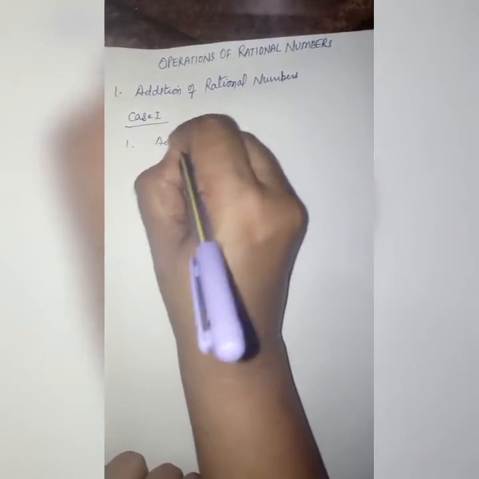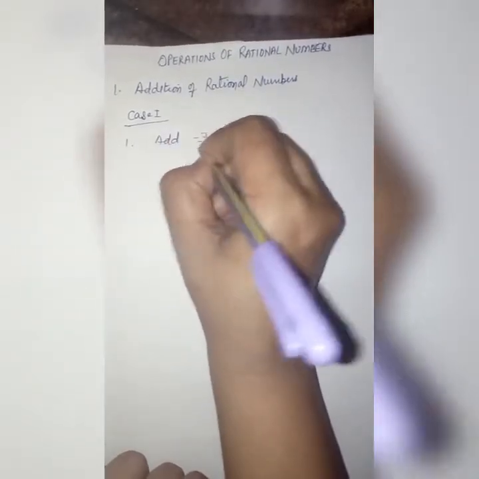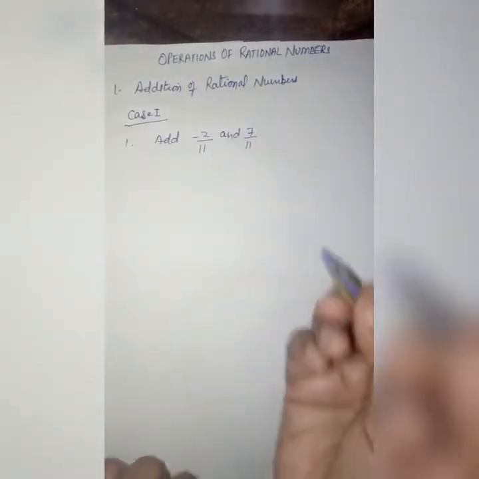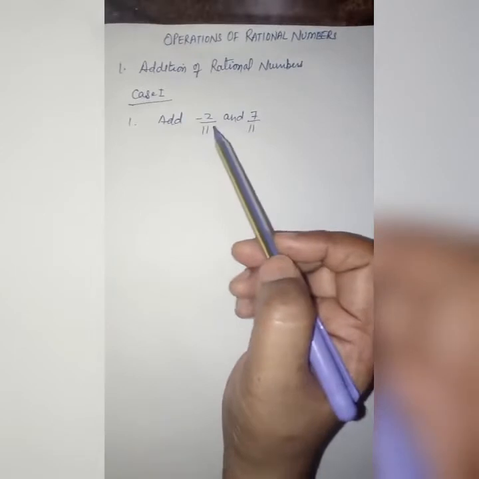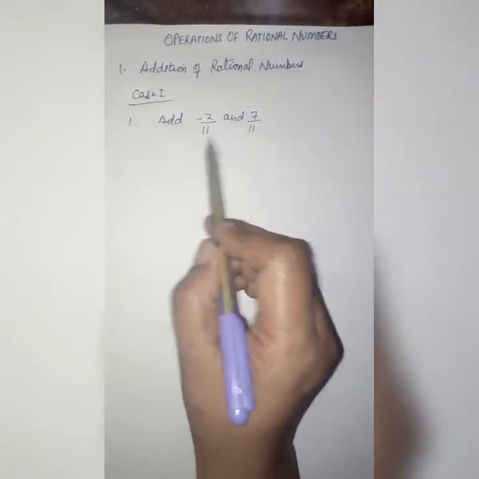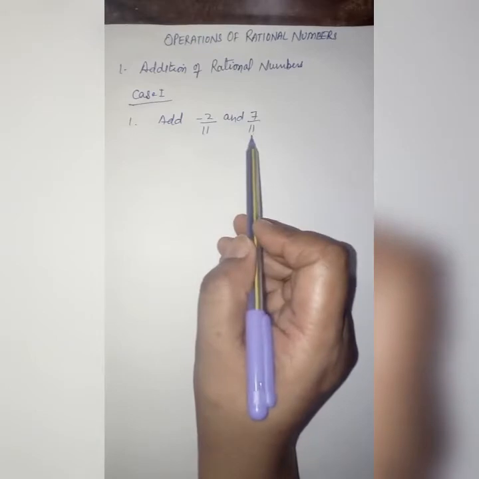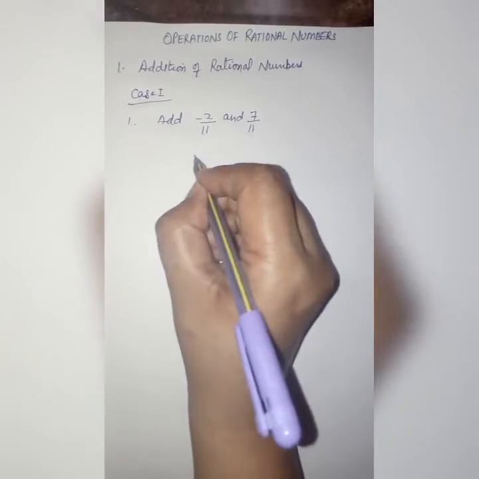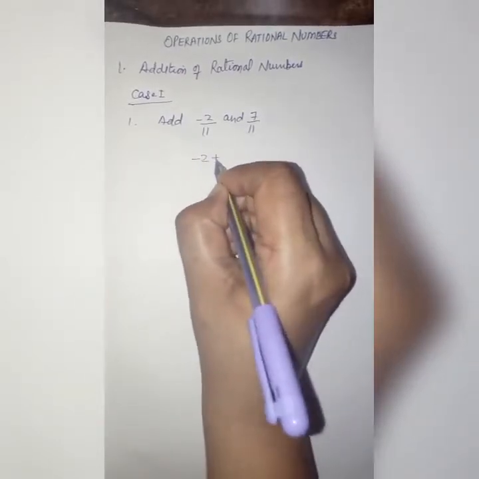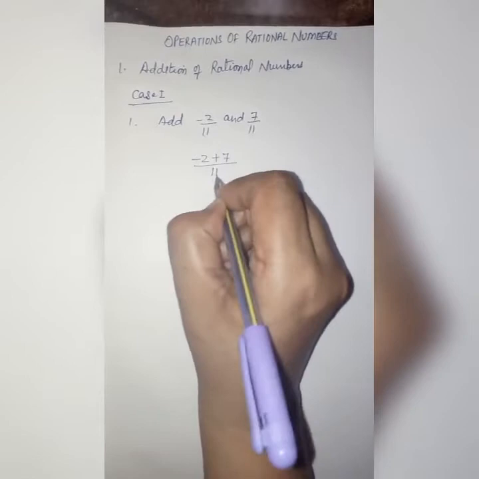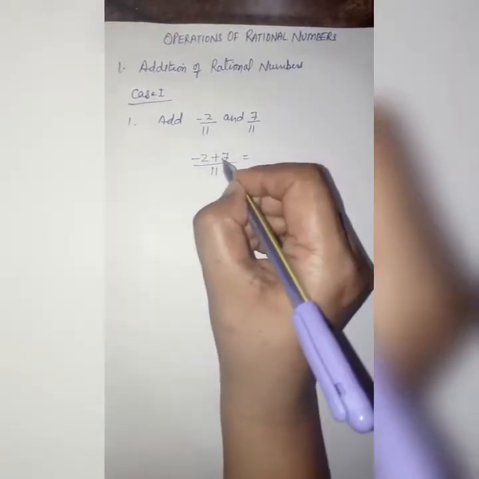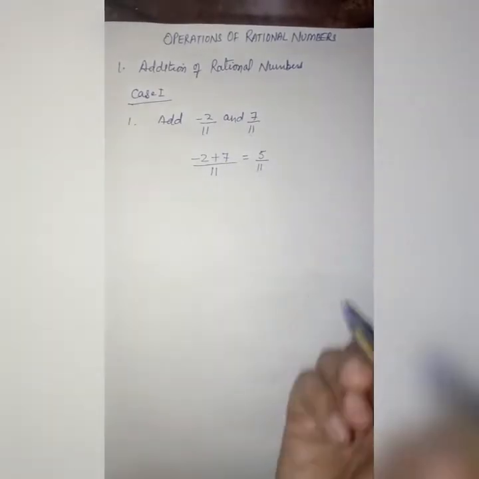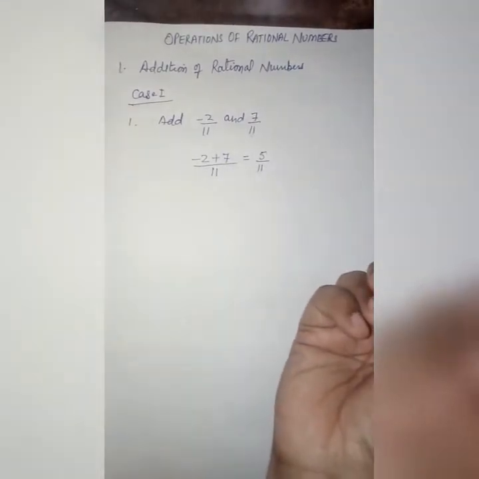Add -2 upon 11 and 7 upon 11. You can see here that denominators are same. So if denominators are same, you can solve the numerators directly in this way. -2 plus 7 upon 11, it will become 5 upon 11. So this is the answer.